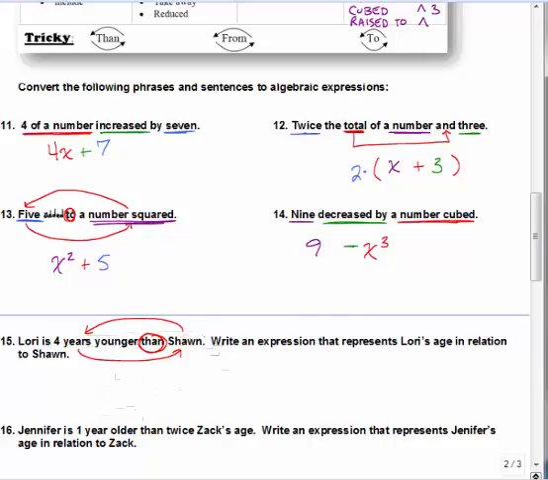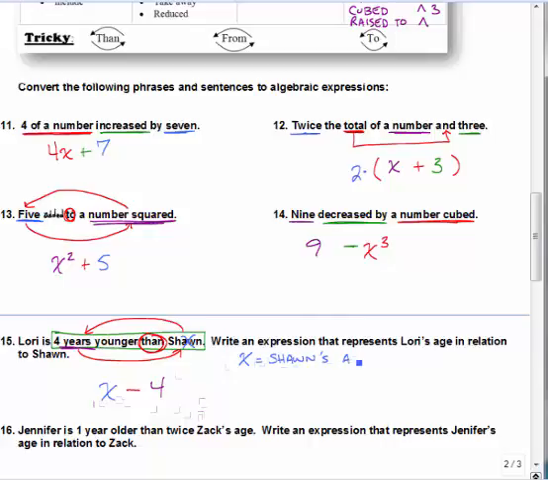Let me make that a different color. So let's make Sean blue. So Sean is going to be our unknown x. So I'll say x, and because I had the word then, I have to do 4. Because I had to flip-flop the 2. Anytime you see the word then, so 4 years younger than Sean would suggest that Lori is x minus 4, where Sean is x. So maybe we should state that. Let x equal Sean's age.